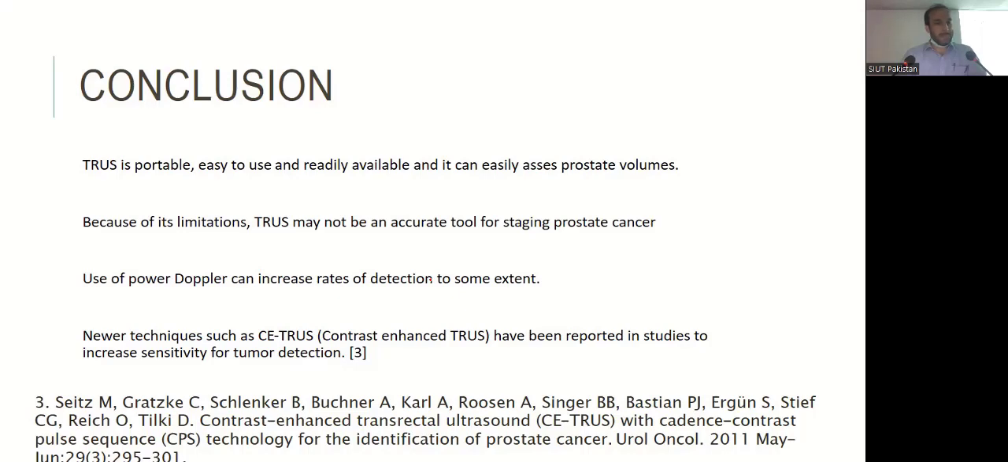With multi-parametric MRI, you have to have a lot of money in your pocket, and it cannot be moved once it is there in the hospital.